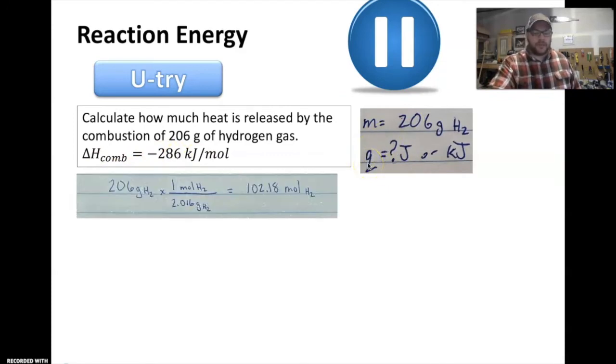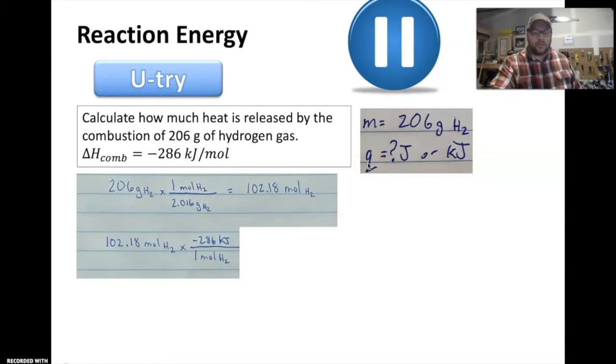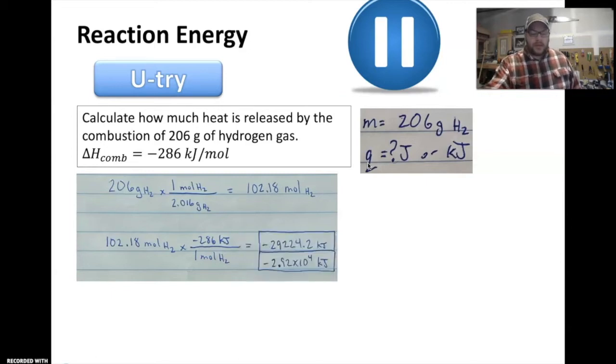So same thing again. We're going to take our grams and divide it by the molar mass of our molecule to get the number of moles. The number of moles is then multiplied by our heat of combustion. So we got negative 286 kilojoules per mole, and that works out to be about 2.92 times 10 to the 4th kilojoules.